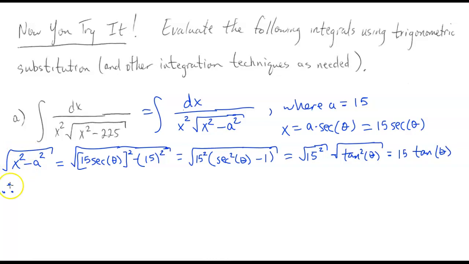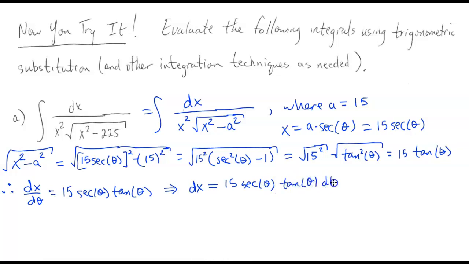So if we know that, I'm going to go ahead and find dx first. We know that the derivative of x with respect to theta is just going to be 15 times secant theta times tangent theta, which means that our dx is going to be 15 secant theta tangent theta d theta. Okay. Now, we also know that x squared here is just going to be whatever this is, the 15 secant theta squared. So that would be 15 squared times secant squared theta, which is just going to be 225 secant squared theta.